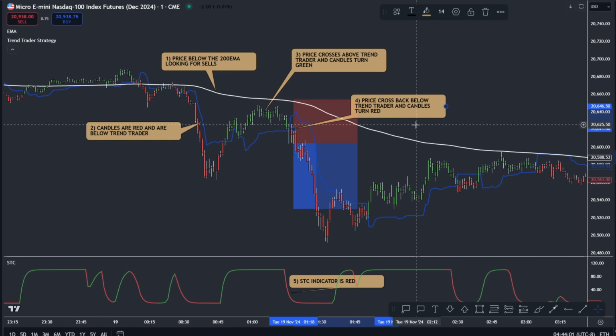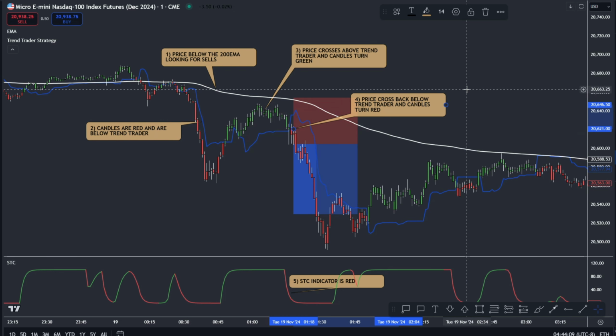Pretty simple. I think it's going to be a pretty efficient strategy. I think it should be decently profitable. Obviously, it's a trend trading strategy, as most strategies are. So as long as the market is trending, we should be able to get some good trades.